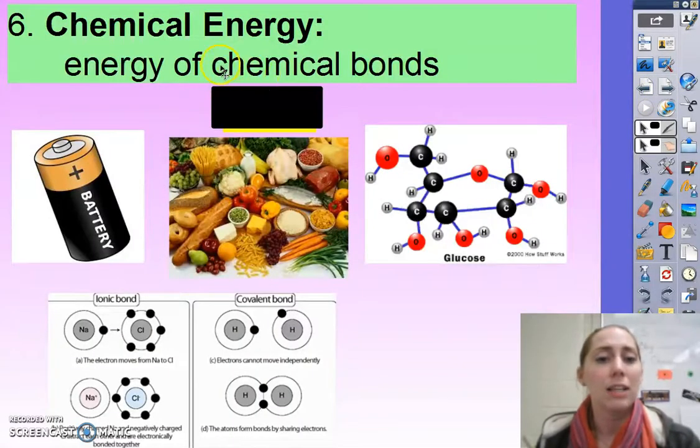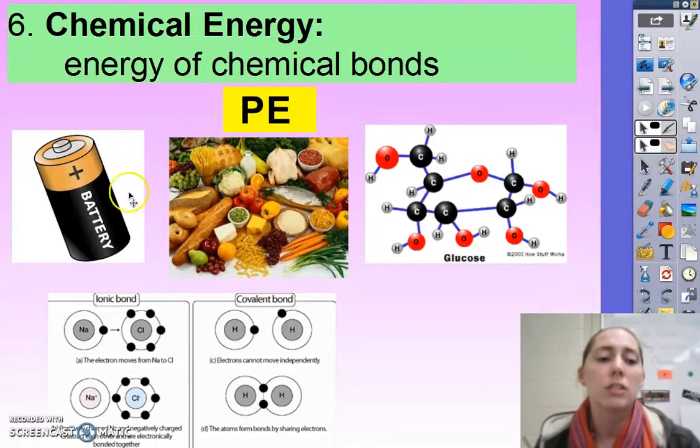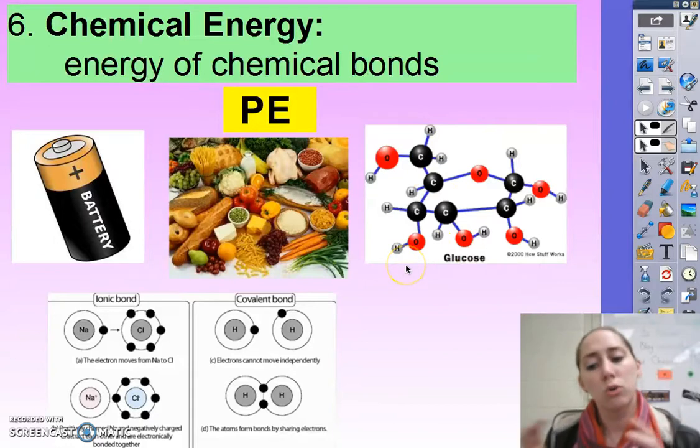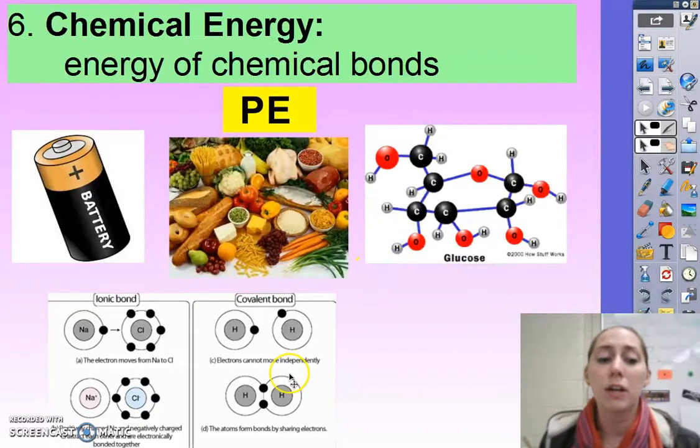And lastly, we've got chemical energy. This is the energy of chemical bonds, and it is always potential energy. So think of batteries or food or photosynthesis making glucose. All of these are storing energy in those chemical bonds. Back to ionic and covalent bonds. Ionic bonds are stronger bonds. They have more energy than covalent bonds. And so covalent bonds are easier to break apart than those ionic bonds. That's it.